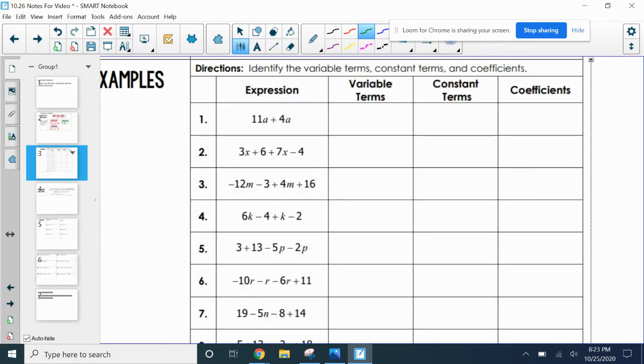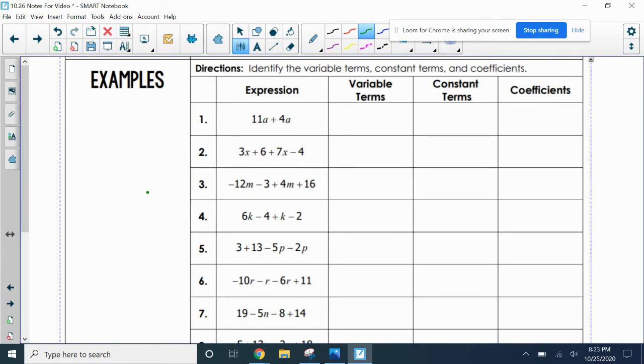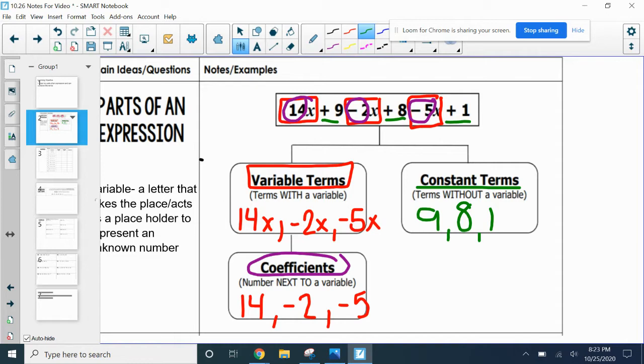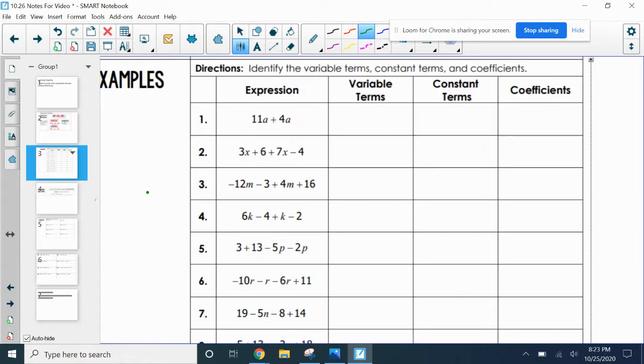So I'm going to do a couple with you, and then I'm going to let you guys pause and do them on your own. So number one, our directions are to identify our variable terms, our constant terms, and our coefficients. And we all know, we just went over them. Variable terms are the ones with the variables. The coefficients are the numbers attached to those within those variable terms, and our constants are just our regular numbers.